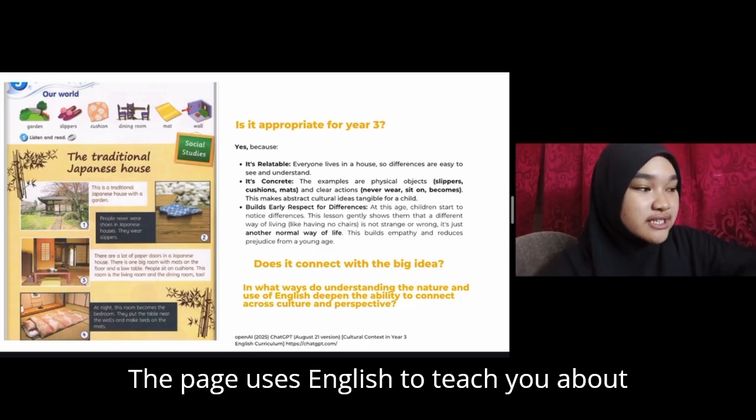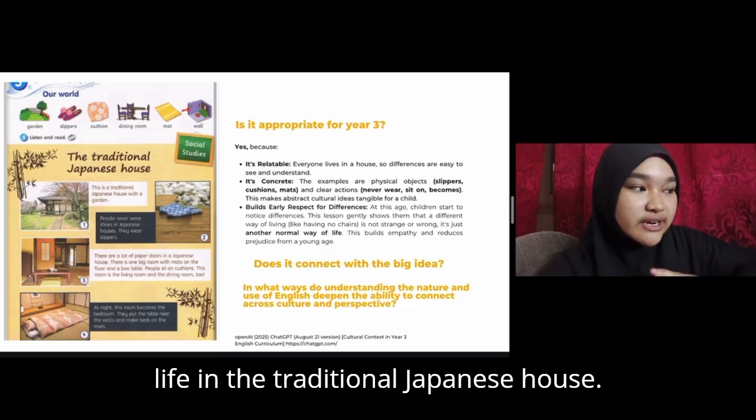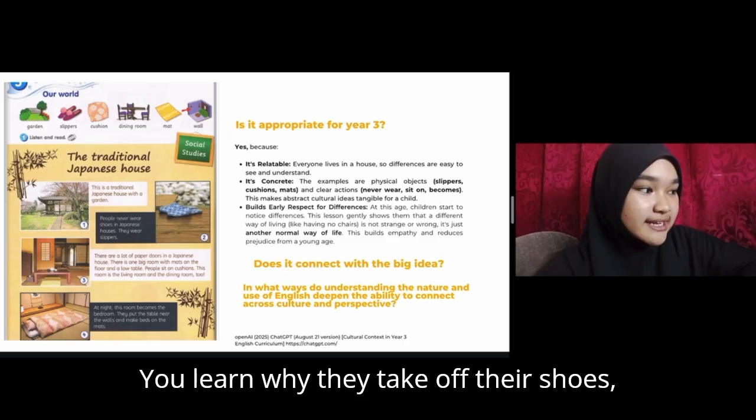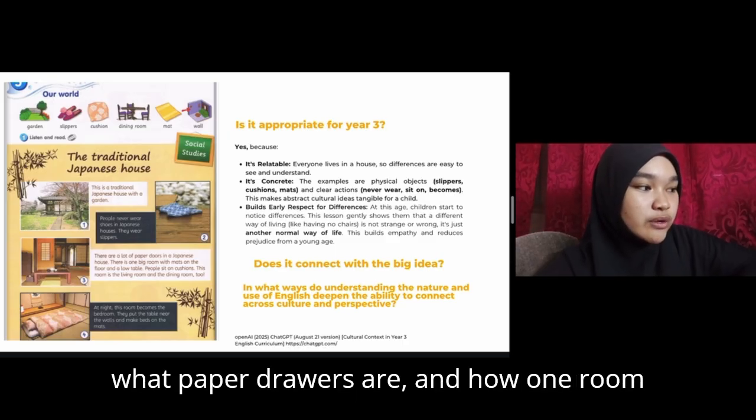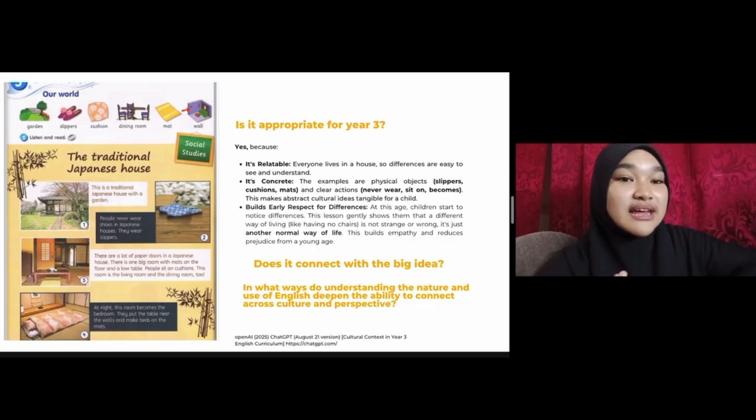The page uses English to teach you about life in a traditional Japanese house. You learn why they take off their shoes, what paper drawers are, and how one room can be a living room, dining room, and bedroom.